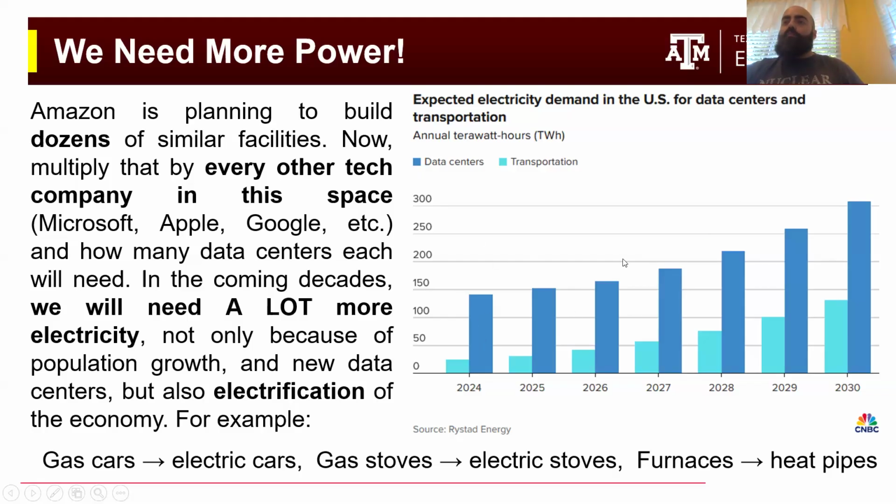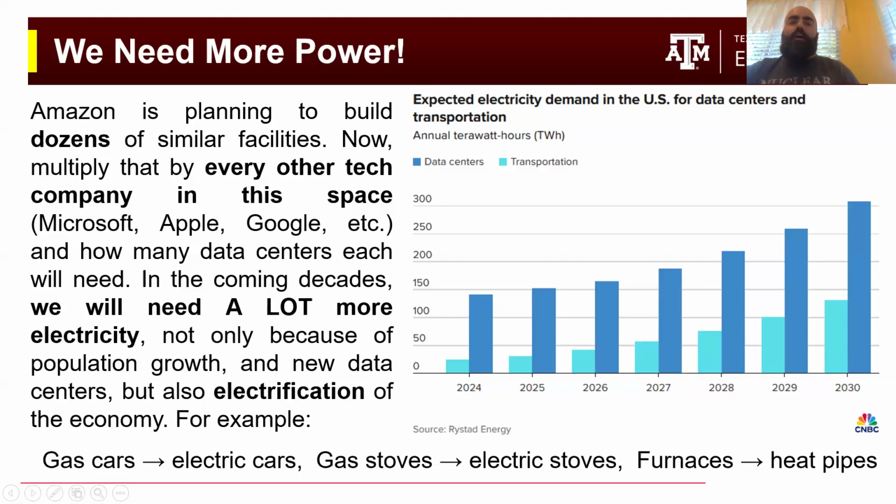So these solid blue lines are projections for how much electricity demand is going to be associated with data center buildouts. Also, the lighter blue line is transportation, and the only way electricity comes from transportation is if you're charging electric cars, or maybe building electric buses or subways that are electric.